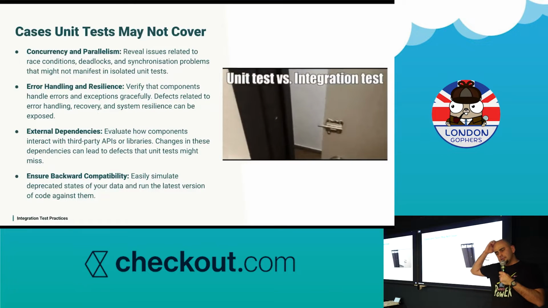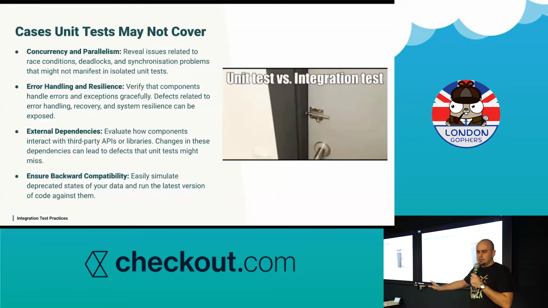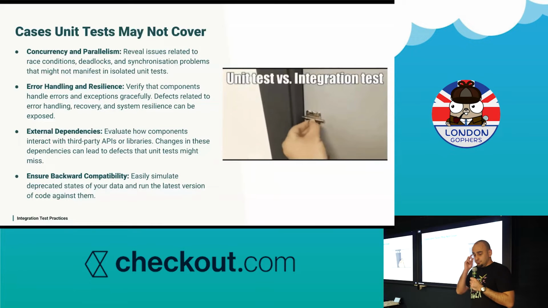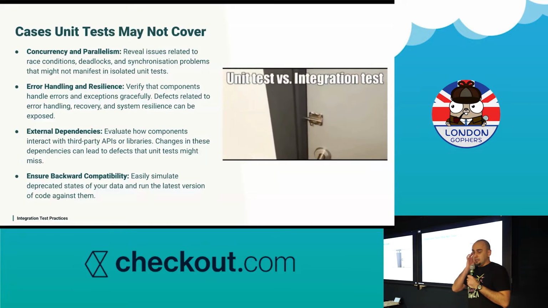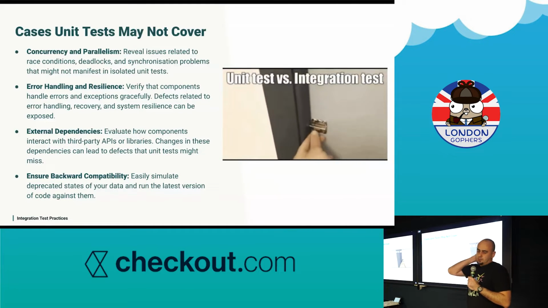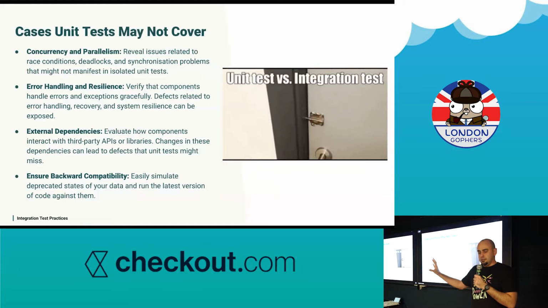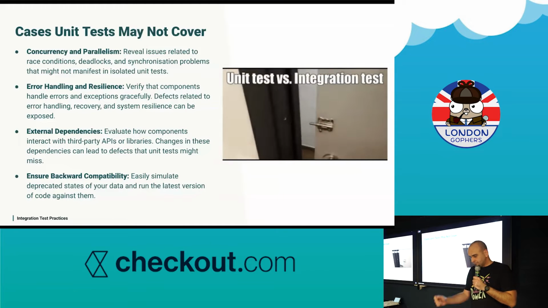Also, external dependencies testing. So you could evaluate how components interact with your third-party APIs and libraries. Changes in dependencies can lead to defects that unit tests might miss. And ensuring backwards compatibility. You can easily simulate your deprecated state of your data and run whatever version you want against any version of your code, basically.